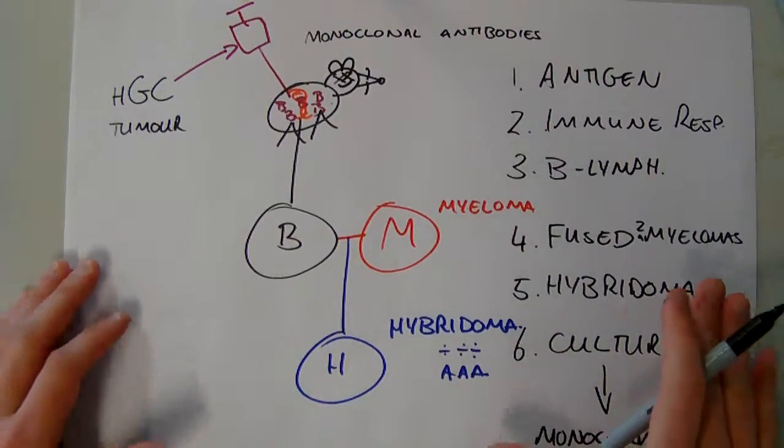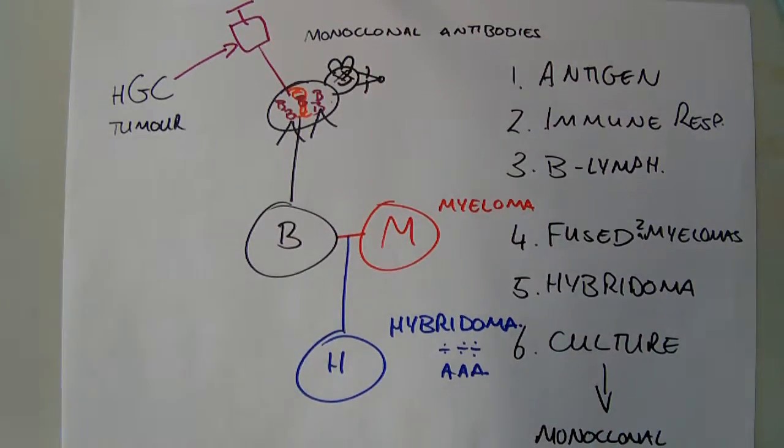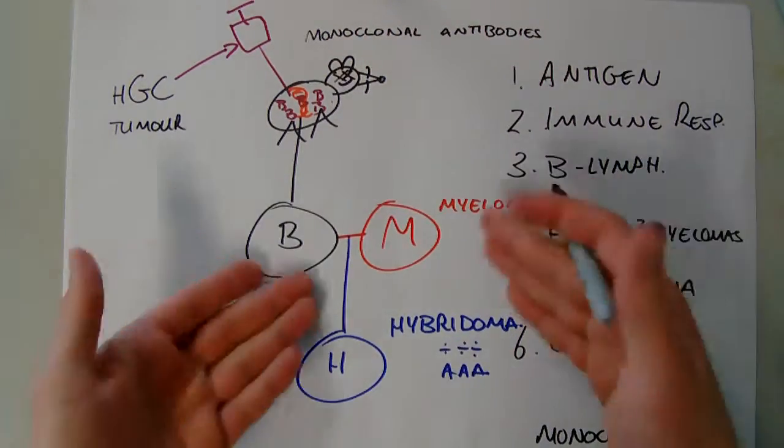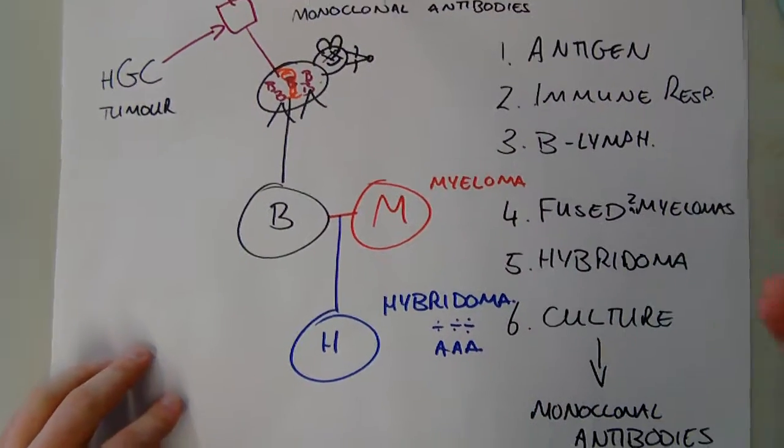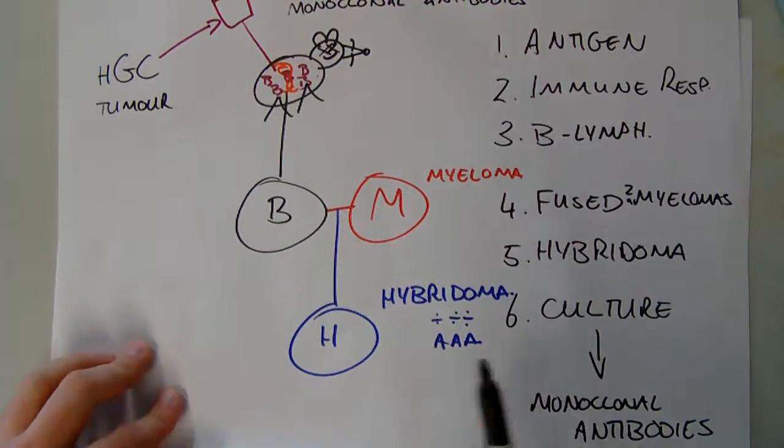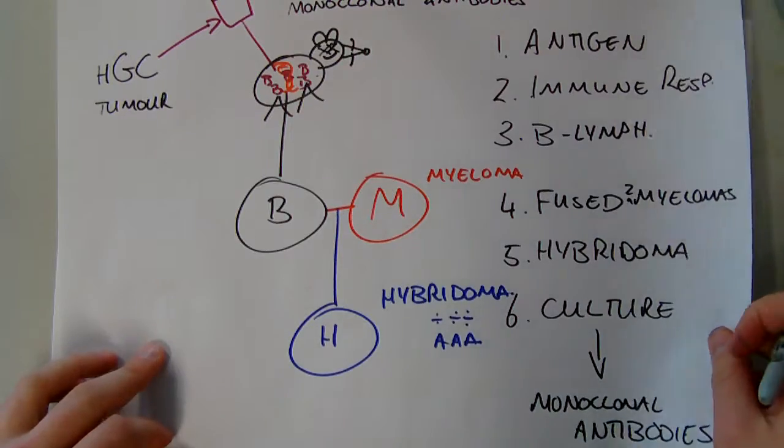Alright, uses of monoclonal antibodies. So I've done the whole thing. Mr. Mouse has got his antigen, his immune response, he's made B lymphocytes, we fuse them with myelomas, and we've got our hybridoma that's dividing, and making lots and lots of monoclonal antibodies to our particular antigens. And we have to know about two uses of that.